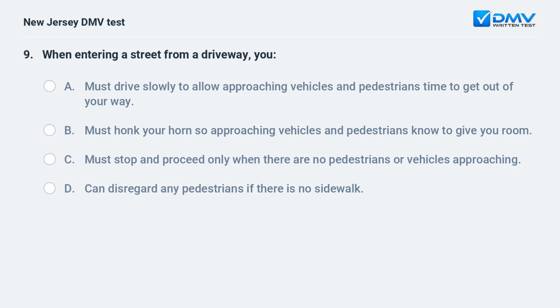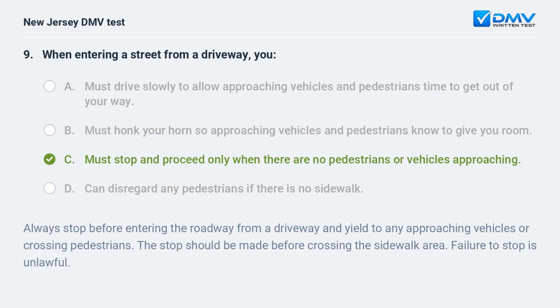When entering a street from a driveway, you A. must drive slowly to allow approaching vehicles and pedestrians time to get out of your way. B. must honk your horn so approaching vehicles and pedestrians know to give you room. C. must stop and proceed only when there are no pedestrians or vehicles approaching. D. can disregard any pedestrians if there is no sidewalk. C. must stop and proceed only when there are no pedestrians or vehicles approaching.